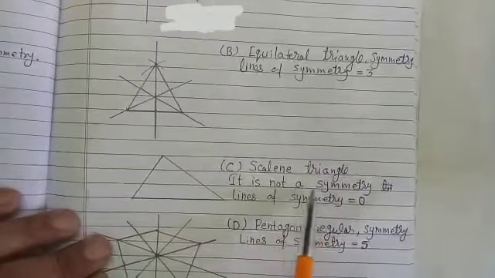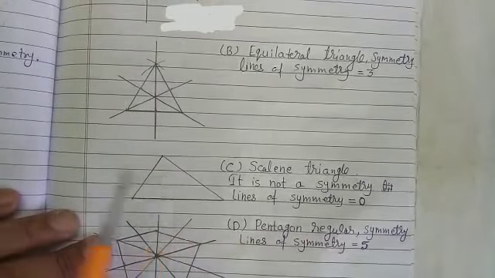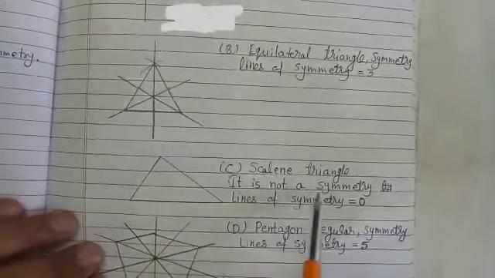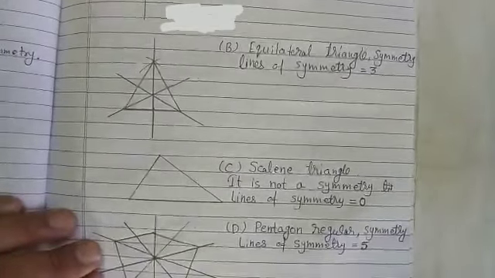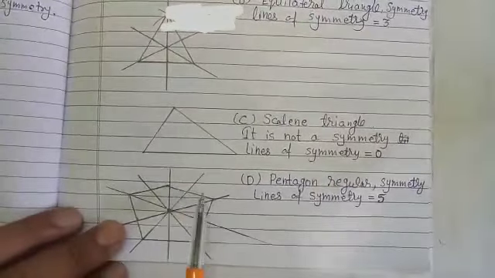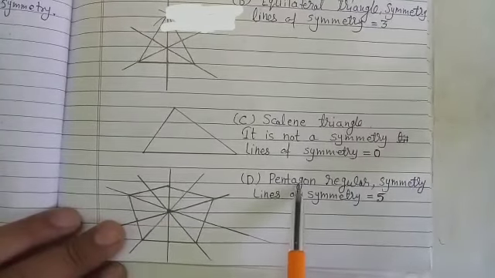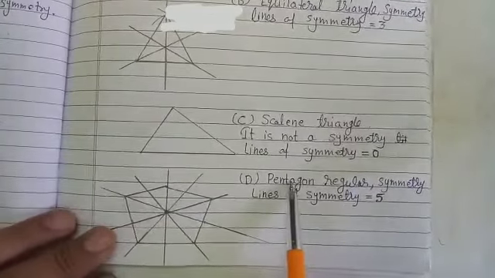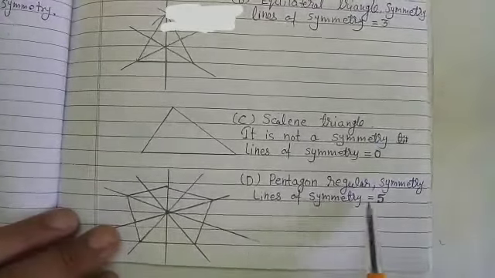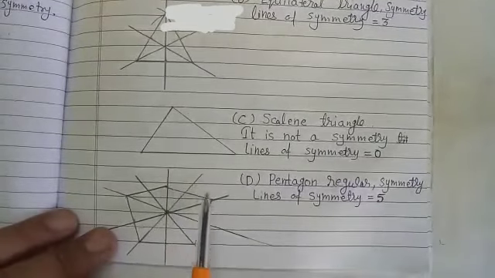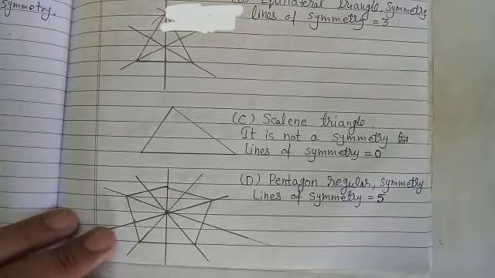Figure C, scalene triangle. It is not symmetrical. We cannot draw a line of symmetry in a scalene triangle, as you have seen in the points also. So lines of symmetry is 0. Is it clear? Now D. It is 1, 2, 3, 4, 5. 5 sides are there, so its name is pentagon. Regular pentagon is symmetrical. We can divide along the 5 sides. Lines of symmetry is 5: 1, 2, 3, 4, 5. 5 lines of symmetry in a pentagon.